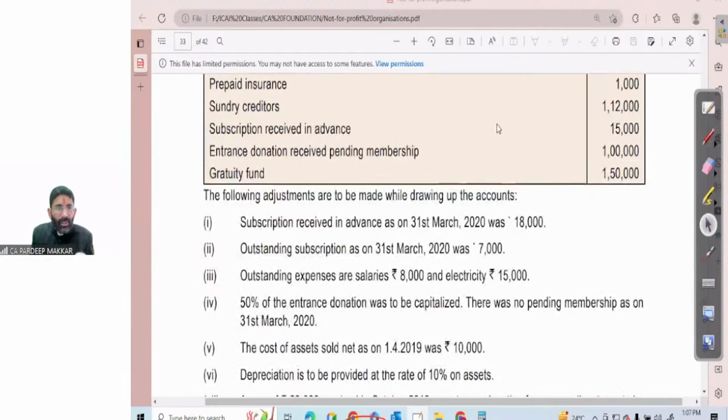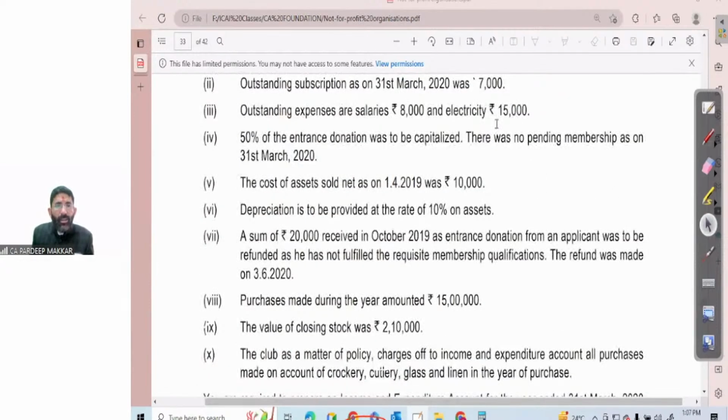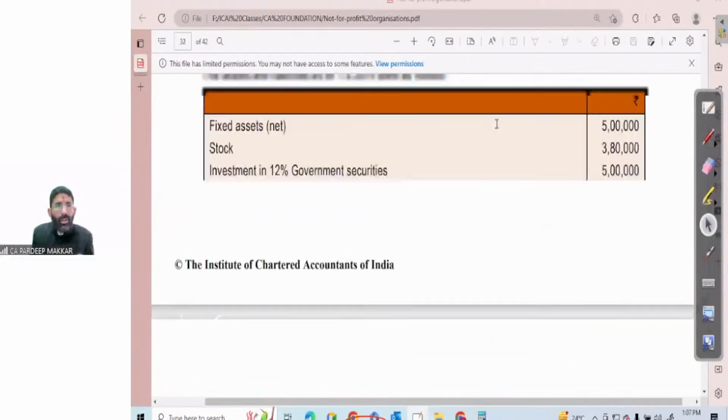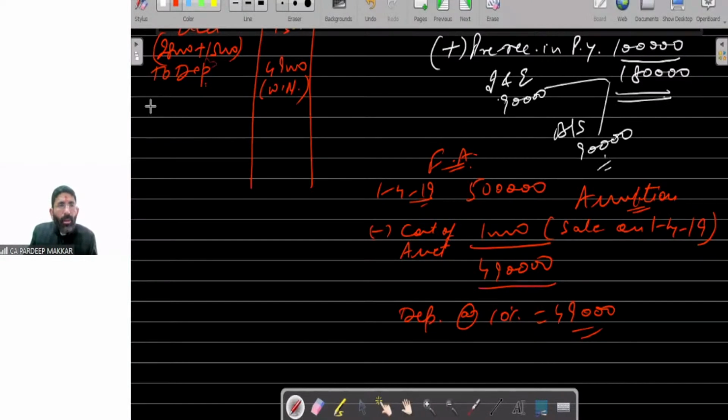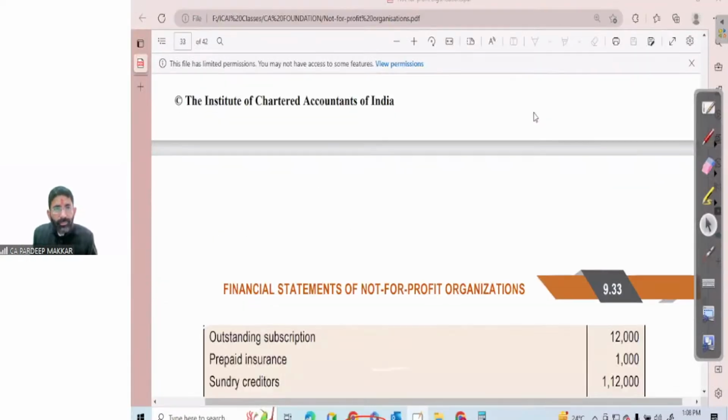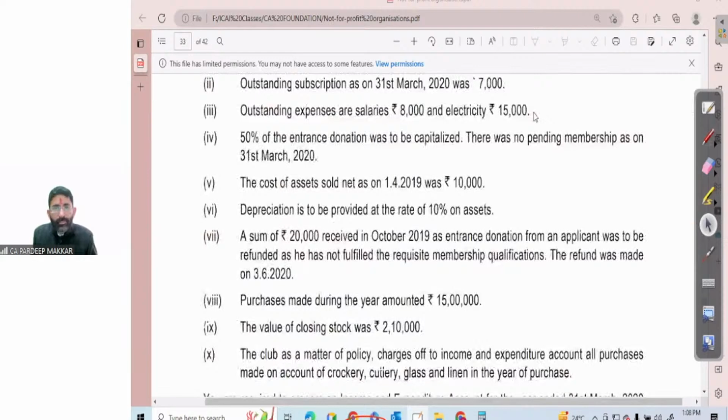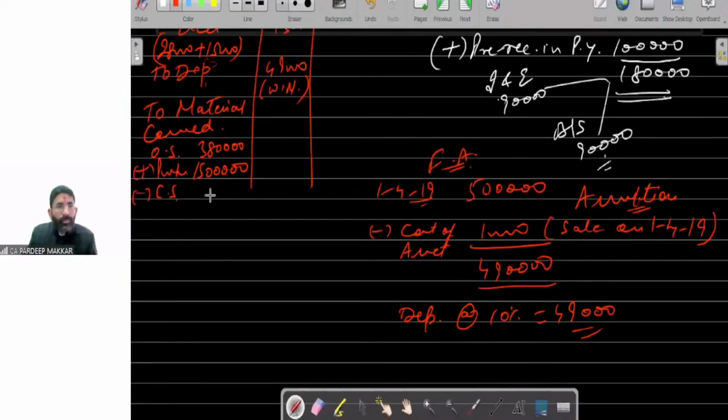If you will see somewhere here, purchases 15 lakh, closing stock 2 lakh 10,000, and opening stock 3 lakh 80,000. So get the material consumed during the year. Everyone knows how to get it. Opening stock 3 lakh 80,000 plus purchases 15 lakh minus closing stock. How much is it? 2 lakh 10,000. So this will be entered here.